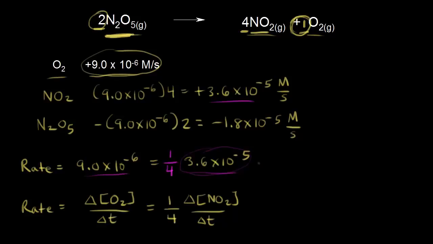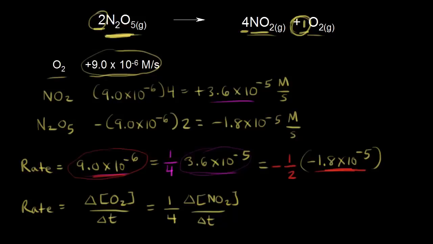All right, finally, let's think about dinitrogen pentoxide. So we said that was disappearing at negative 1.8 times 10 to the negative 5. So once again, what do I need to multiply this number by in order to get 9 times 10 to the negative 6? Well, this number in terms of magnitude was twice this number, so I need to multiply by 1/2. I need to get rid of the negative sign because rates of reaction are defined as a positive quantity, so I need a negative here. So that gives me 9 times 10 to the negative 6.